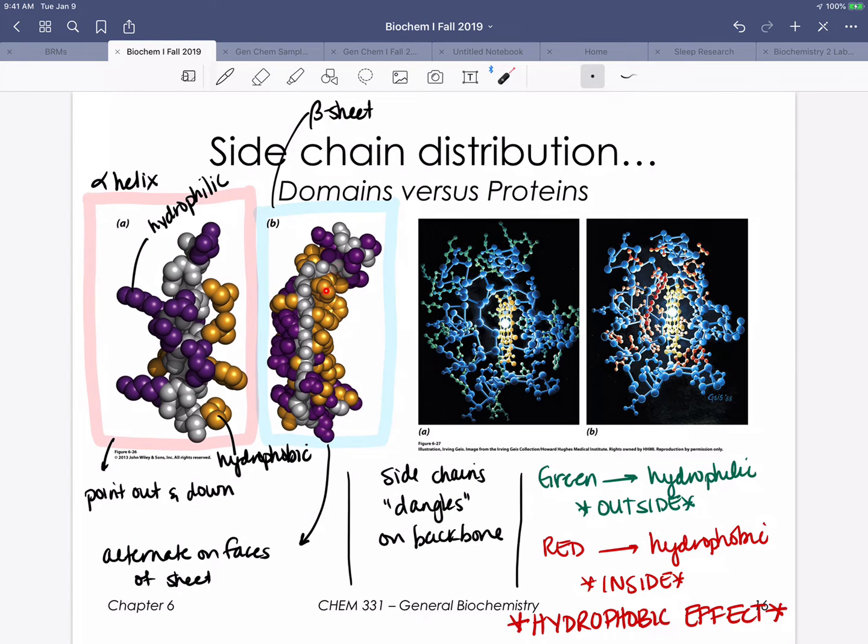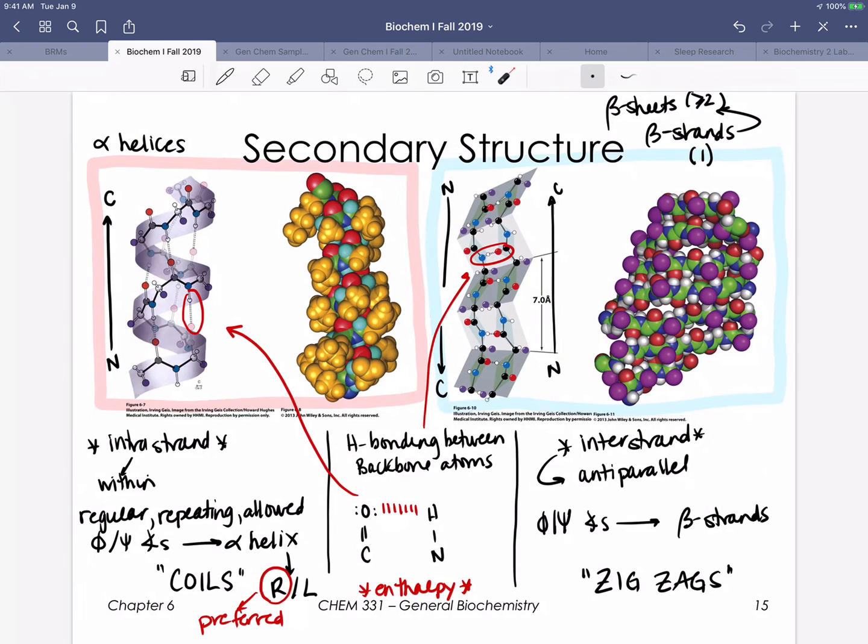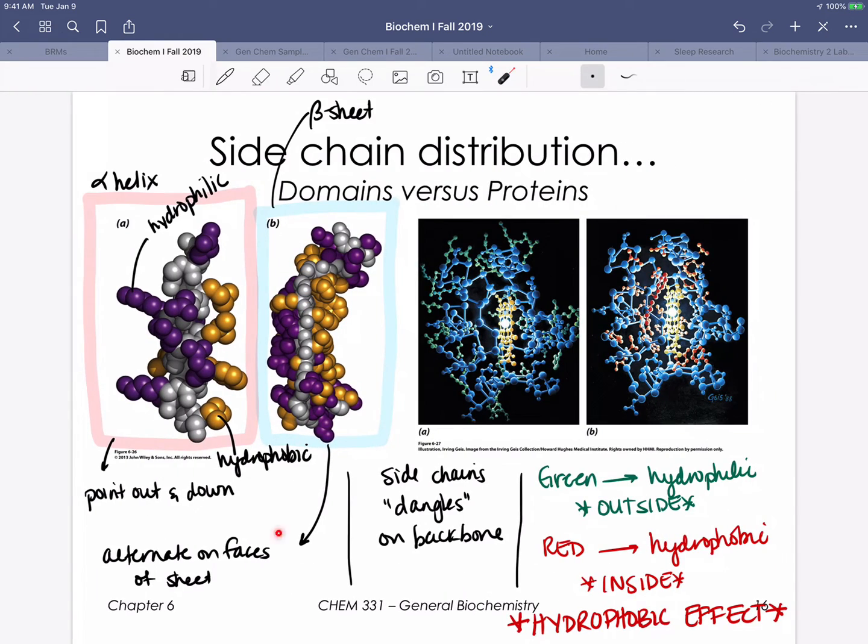The side chains for a beta sheet or a beta strand, we can maybe see a little bit better here. They alternate on opposite sides of our zigzag, so these are on alternate faces of our beta sheet. And what that allows us to do is have a topology or a geography, if you will, of where we're going to have our residues. So we can have a sidedness to our alpha helix or our beta sheet.